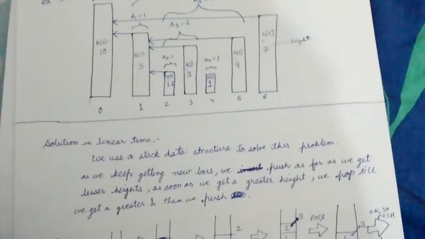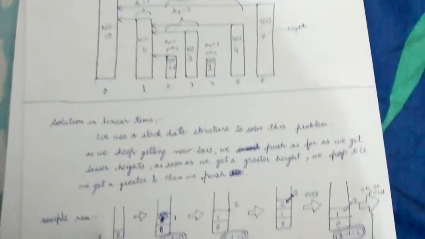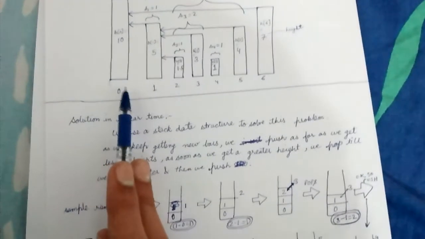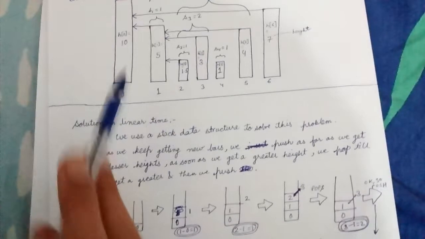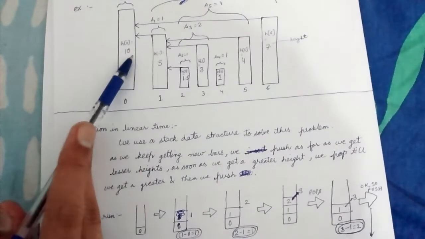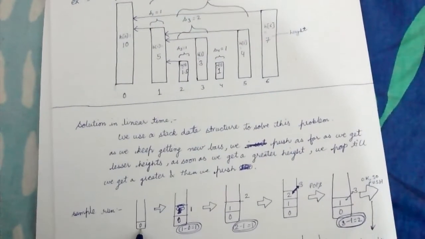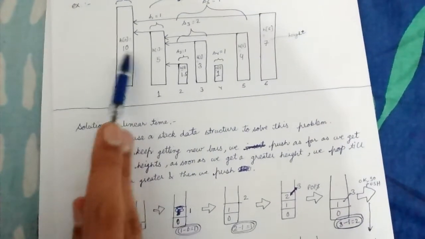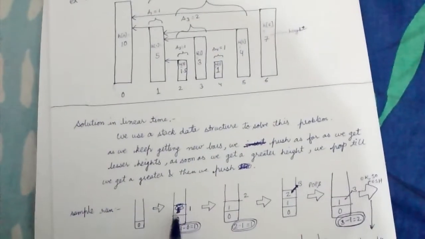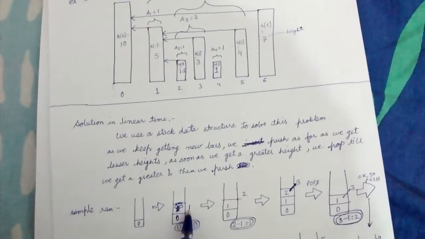So what we do is, first let us look at these simultaneously. First, we push the 0th bar, which has height equal to 10, which is the greatest among all. Then we keep 1 aside.